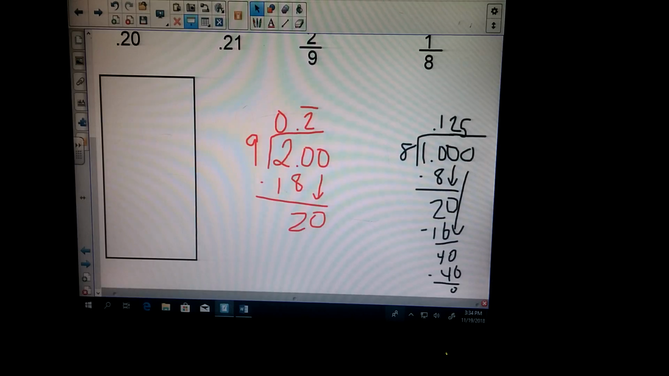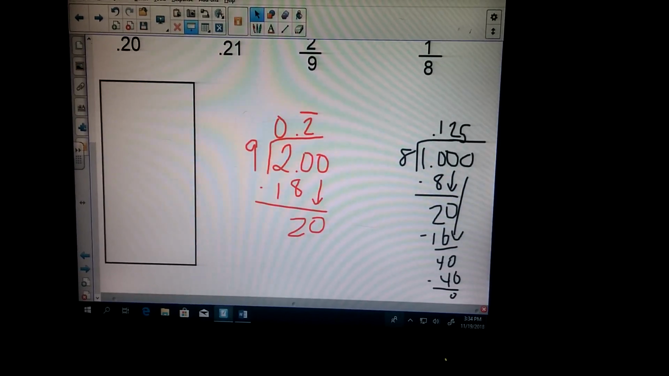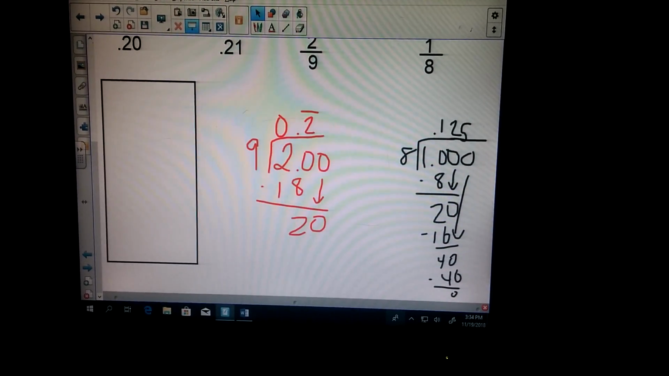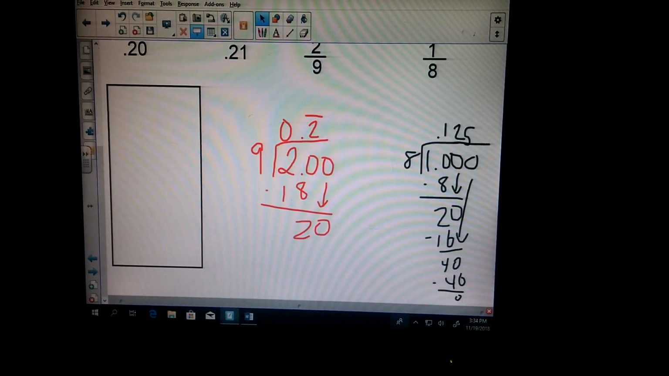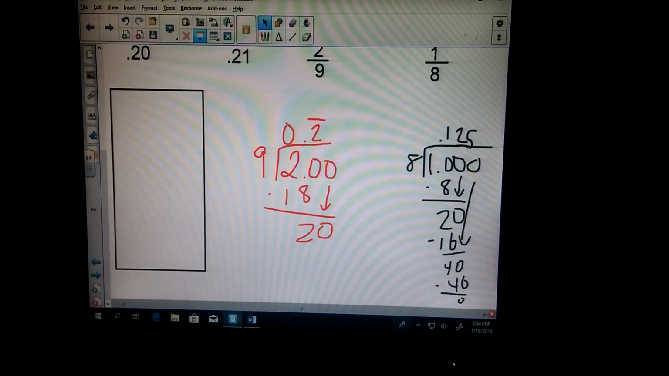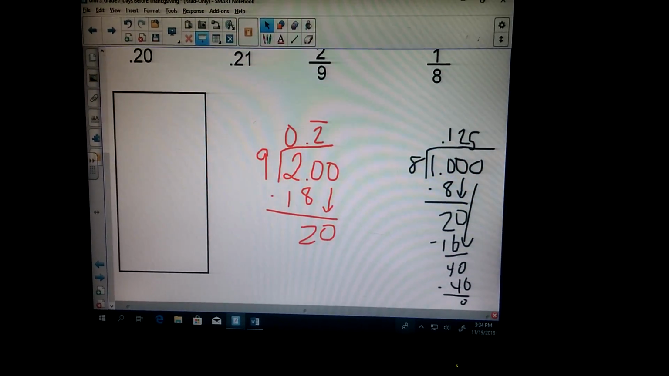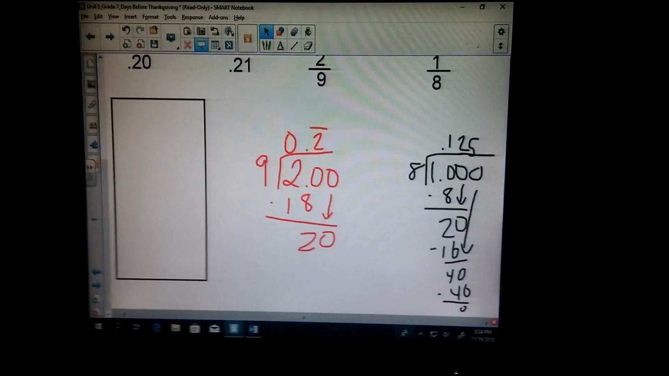1/8 is actually a terminating decimal, meaning it ends. 8 can go into 10 once. You have 2 left over, you bring down the 0. 8 can go into 20 twice, that leaves you with 16. 20 minus 16 is 4, bring down the 0. 8 can go into 40 5 times with nothing left over.